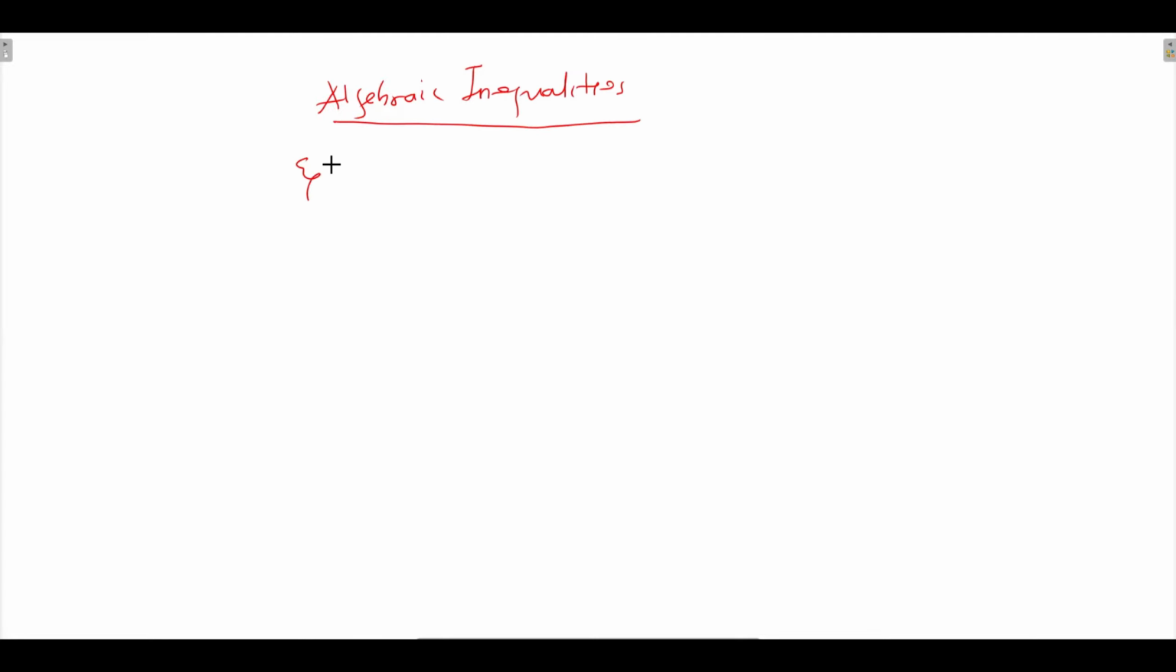Now, what do I mean when I say the universal set is x such that x is an integer? Now, that's how they put it. It goes 1 less than or equal to x less than or equal to 10, where x is an integer, positive integer. So what they're asking you is to follow this inequality.